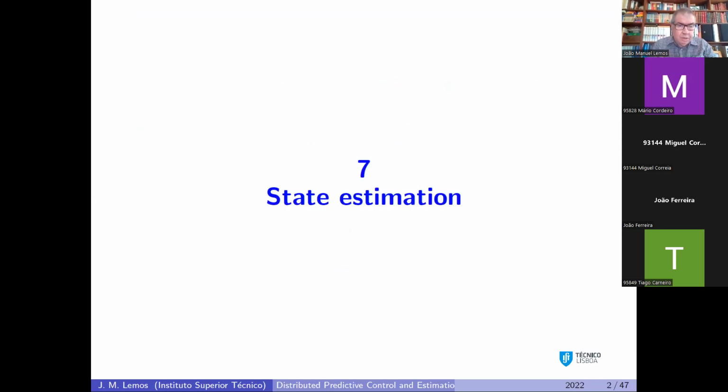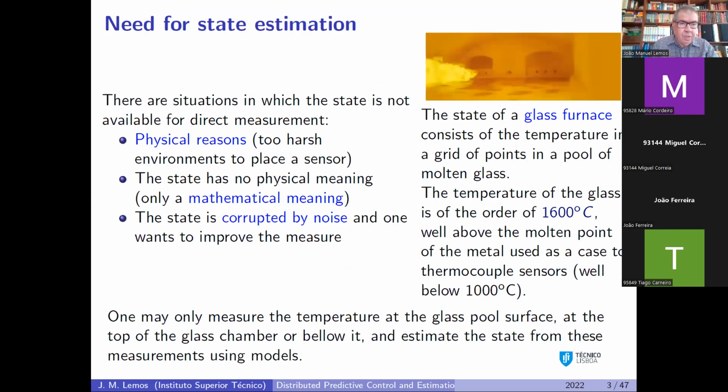So today's lecture is about state estimation. Up to now, in the laboratory in particular, you have been considering the situation in which the state is available for direct measurement. But this is not always so. There can be physical reasons. This slide shows one example that consists of estimating the state of a glass furnace.